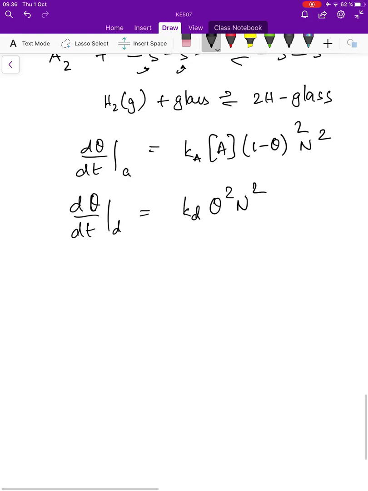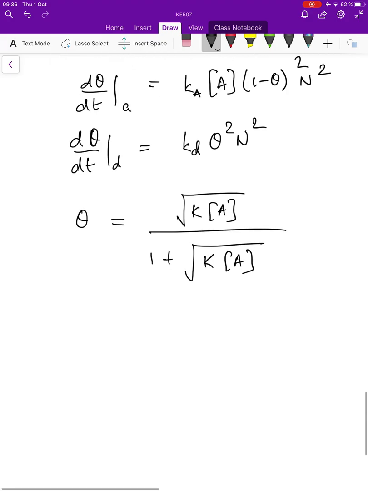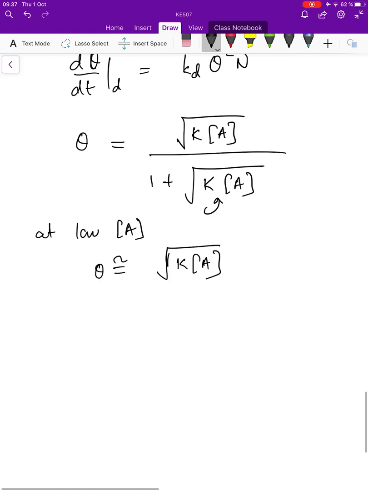And then you can do the same mathematics as earlier, and then what you get now is that the adsorbed fraction is equal to the square root of K multiplied by the concentration of A divided by 1 plus the square root of K multiplied by the concentration of the adsorbent. And again, at low concentrations, this factor becomes negligible and the fraction is approximately equal to the square root of K multiplied by the adsorbent concentration in the bulk phase.